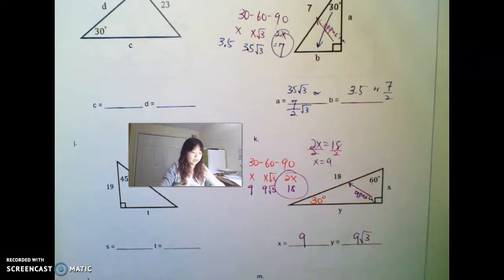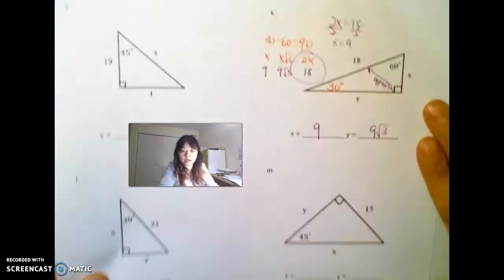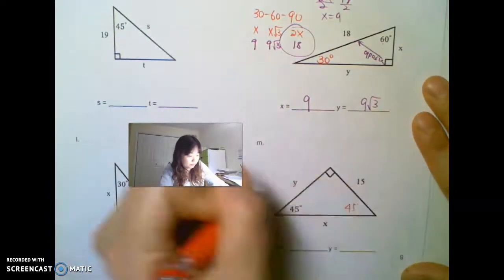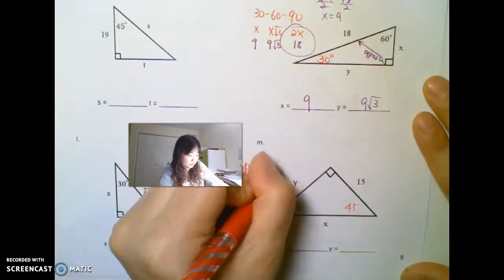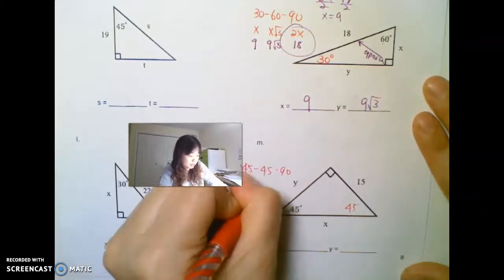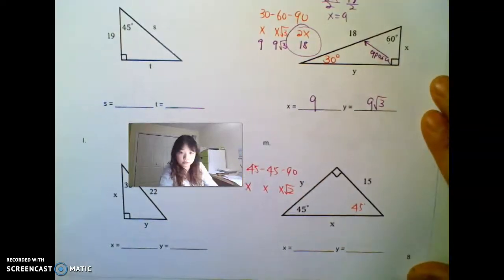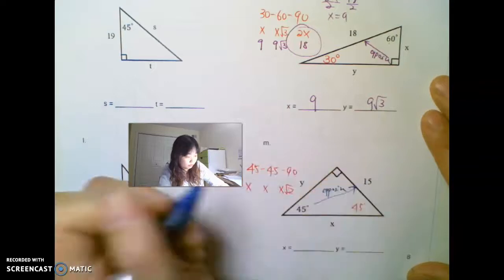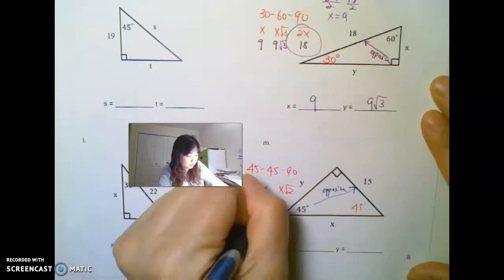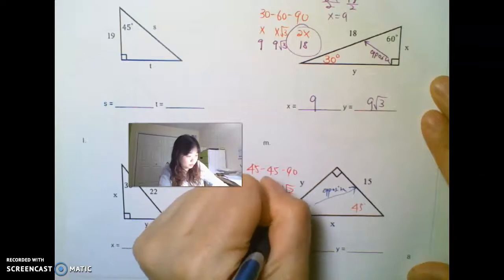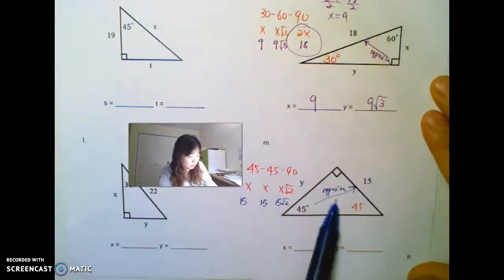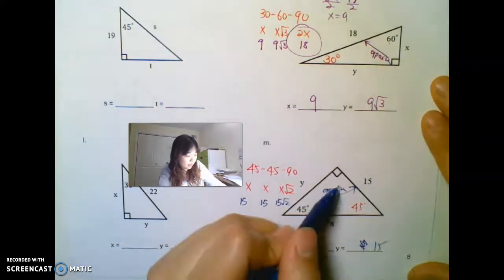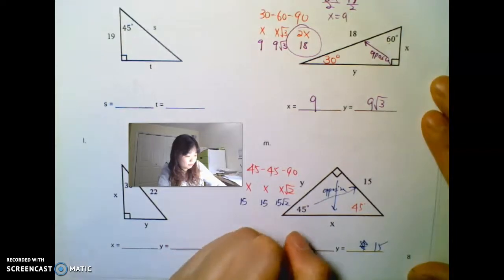Last one for today. Yes, I know this video is like the longest one out of all. You know it's 45, 45, 90. So we have 45, 45, and a 90. x, x, x root 2. That's the ratio. What do we have? We have opposite of 45. That'll be 15. So x is 15. So it'd be 15 root 2. So opposite of 45 is y. That's 15. The opposite of 90 is 15 root 2.